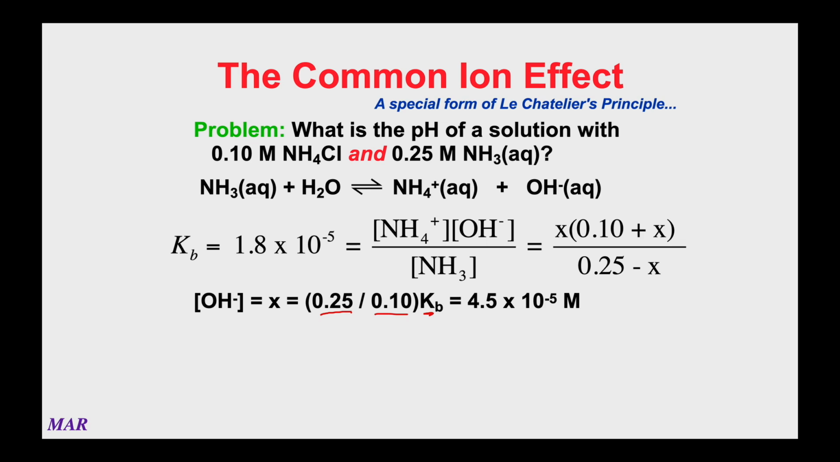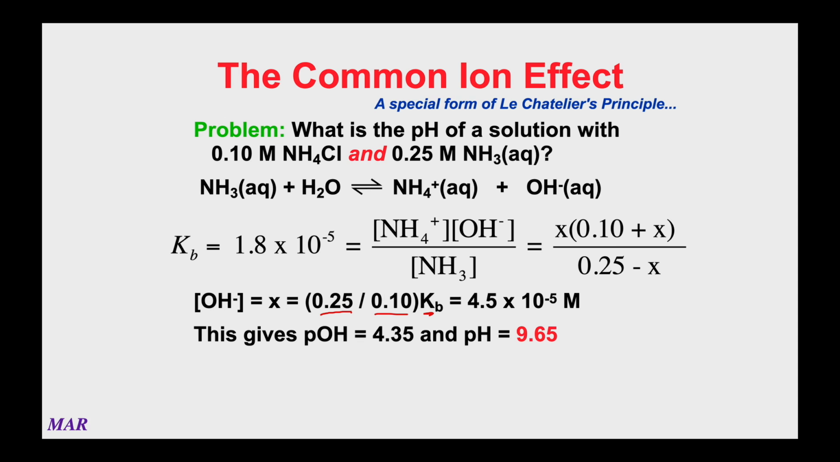And let's have a quick reality check. Earlier I said that 0.10 plus the X was going to be 0.10 by sig figs. Lo and behold, 0.10 plus that really small number is still 0.10. Cutting it off at the hundredths, it stays 0.10. And the same thing for 0.25 minus X. It's still 0.25. So there was no reason to add in the plus X or the minus X in this problem. X is 4.5 times 10 to the minus 5 moles per liter. And from there, we can turn this into pOH, minus log of hydroxide, 4.35. pH is 14 minus pOH, so 14 minus 4.35, 9.65.